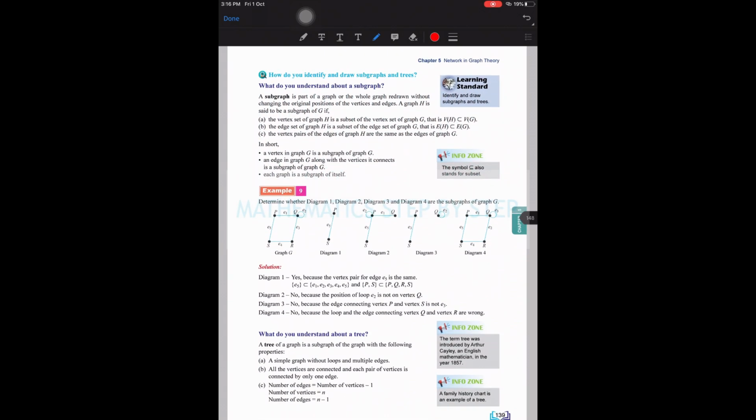Coming next, we'll learn to identify and draw subgraphs and trees.